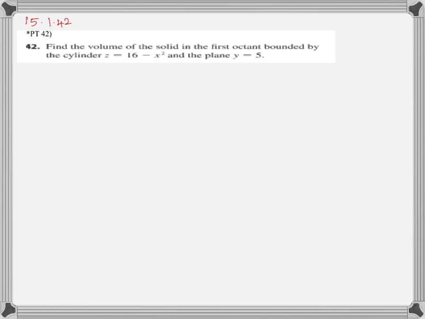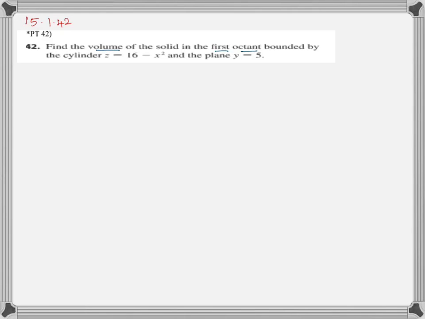Hi, in this video, I will be showing you problem number 42 of chapter 15, section 1. Find the volume of the solid in the first octant bounded by the cylinder z equal to 16 minus x square and the plane y equal to 5.